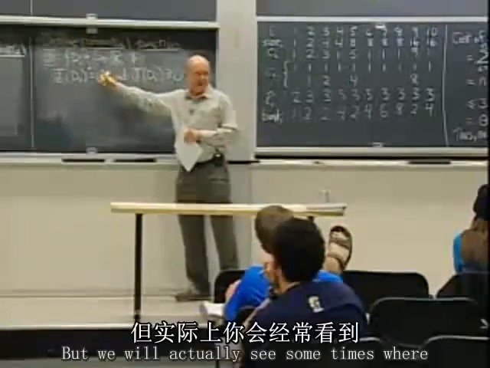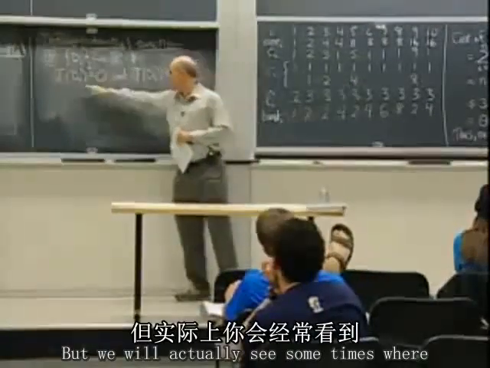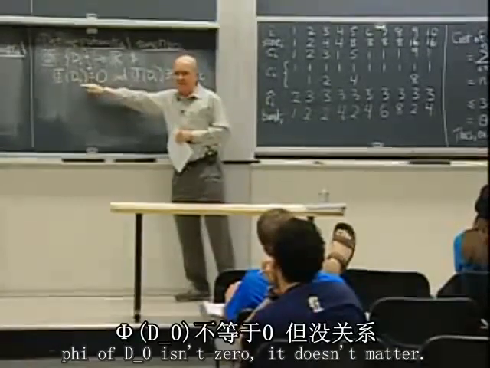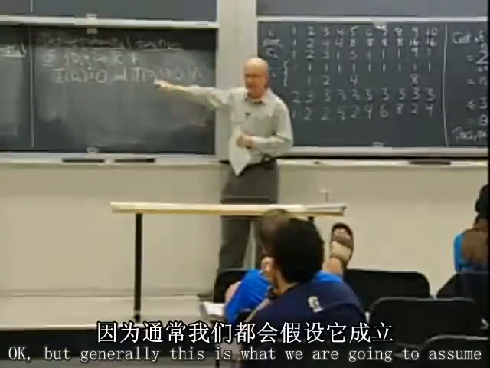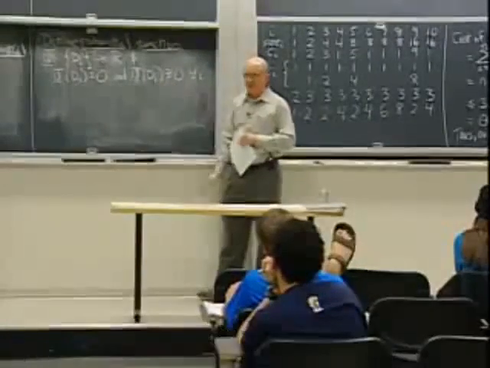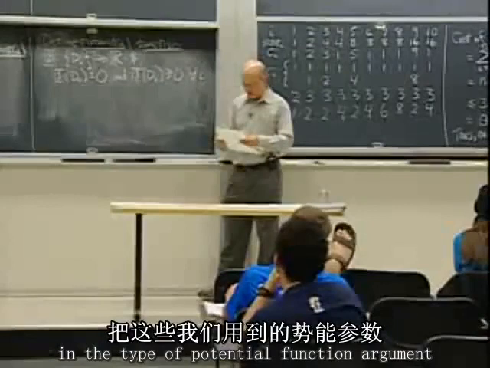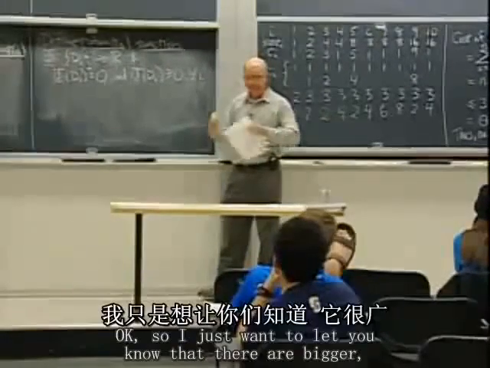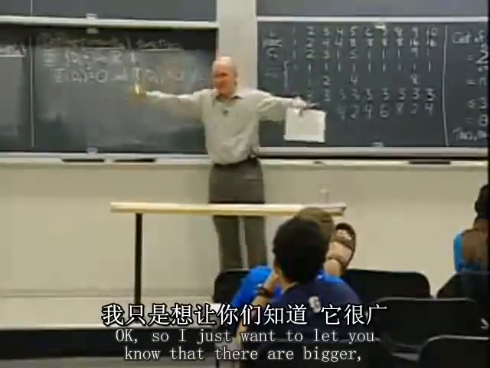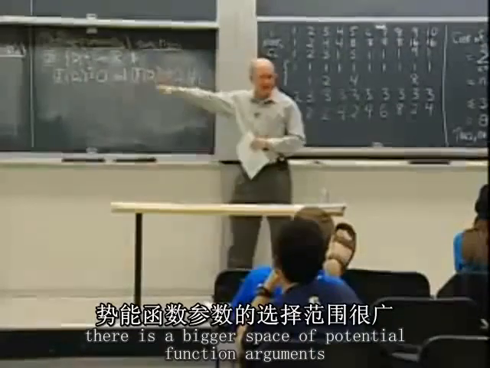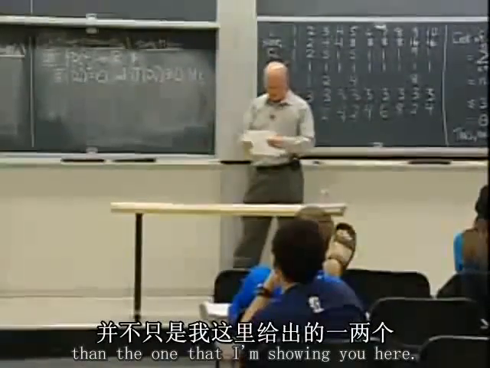You may find we will actually see some times where phi of D0 isn't 0, but it doesn't matter. Generally this is what we're going to assume in the type of potential function argument that we're going to be doing. I just want to let you know that there's a bigger space of potential function arguments than the one that I'm showing you here.